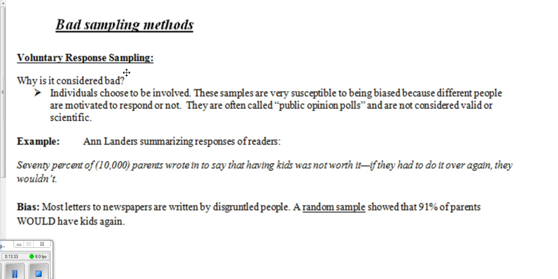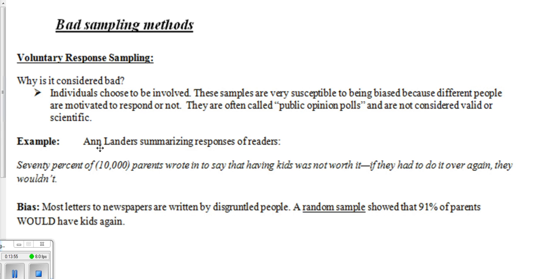Another bad sampling method is voluntary response sampling. Why is it considered bad? Individuals will choose to be involved, which means they also choose not to be involved. So these samples are very susceptible to being biased because different people are motivated to respond or not. They are often called public opinion polls and are not considered valid or scientific.